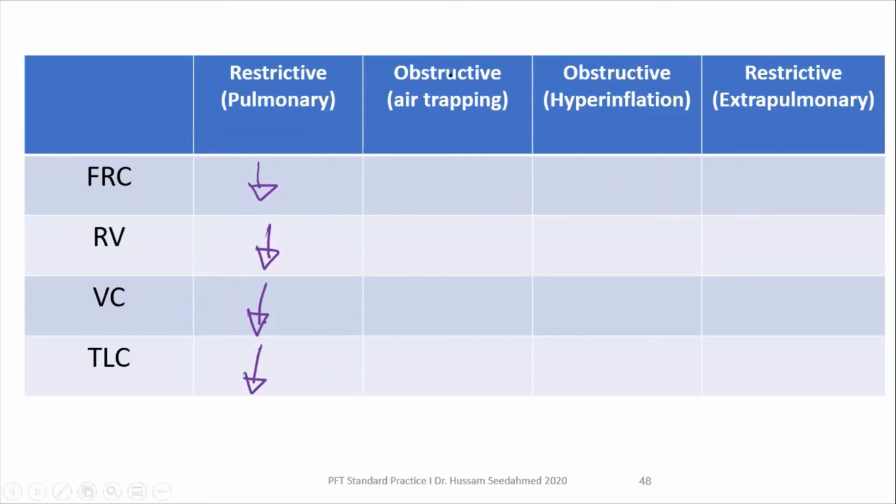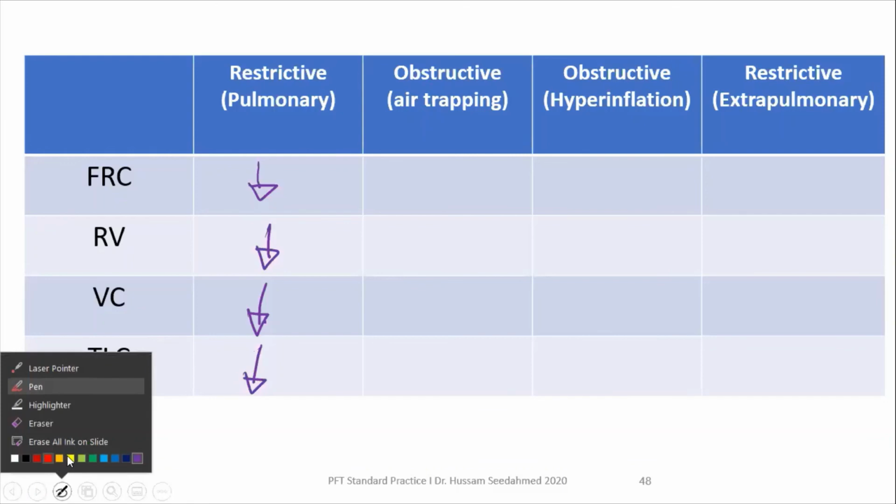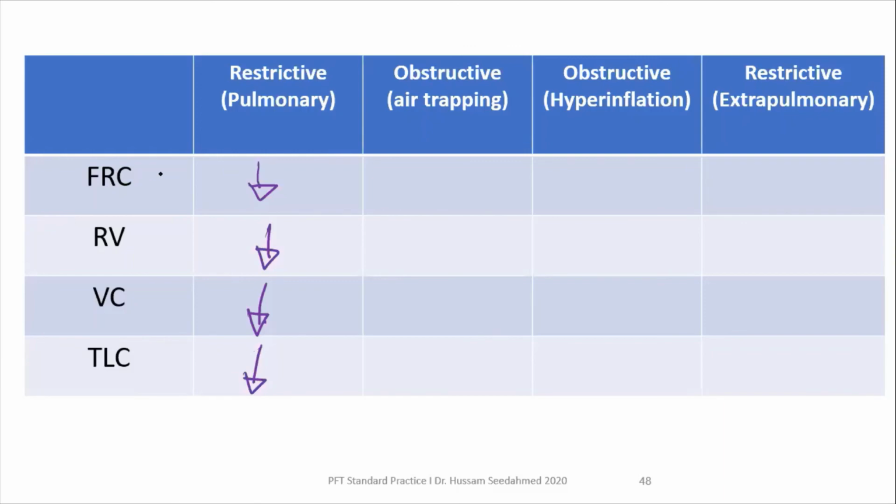Now let's look at obstructive. We have two types of obstructive: either air trapping or hyperinflation. Now, when there is air trapping, what will happen to the FRC, the functional residual capacity? Air trapping means the residual volume is increased, and the residual volume is part of the FRC, so the FRC will be increased. I already said the residual volume will increase.